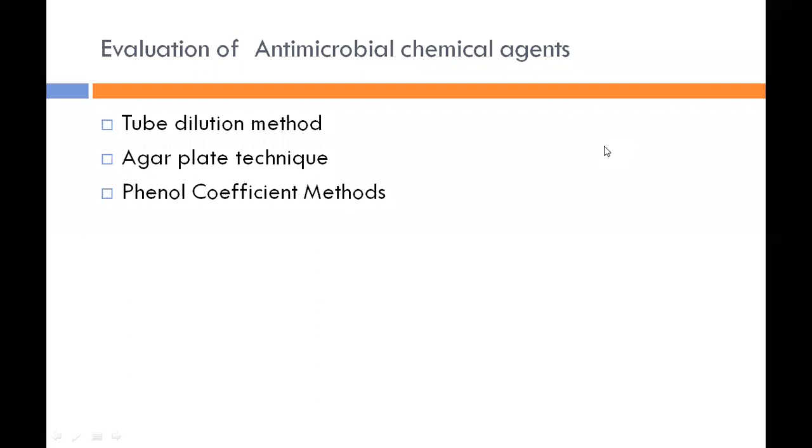In this PPT, we are going to discuss this topic of evaluation of antimicrobial chemical agents. This is the last part of chapter number 3. In chapter number 3, you have already learned about physical methods of control of microorganisms, and after that chemical methods of control of microorganisms. So to understand this topic, you should be very thorough with the previous topic, that was chemical agents used for control of microorganisms.